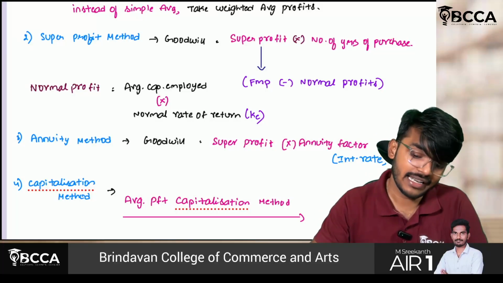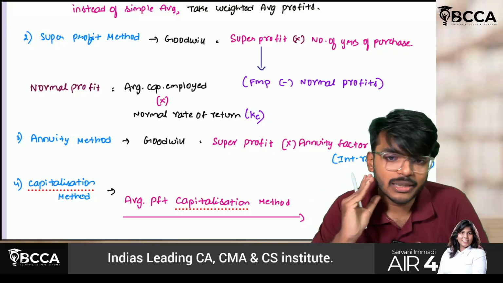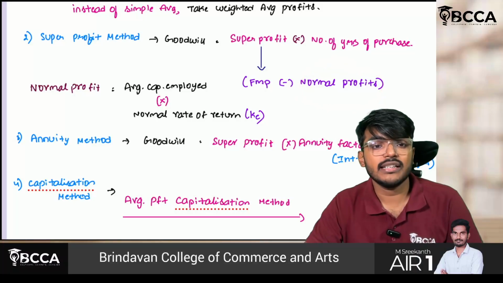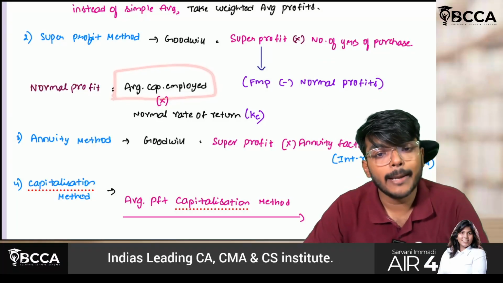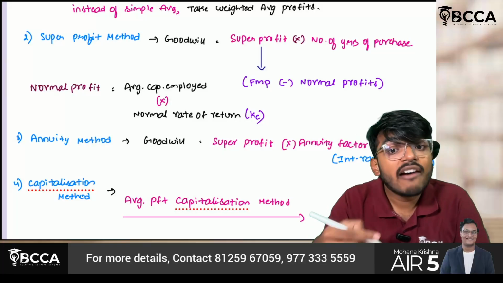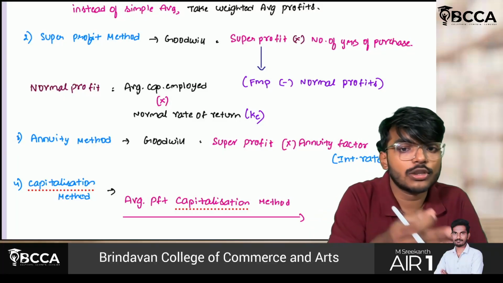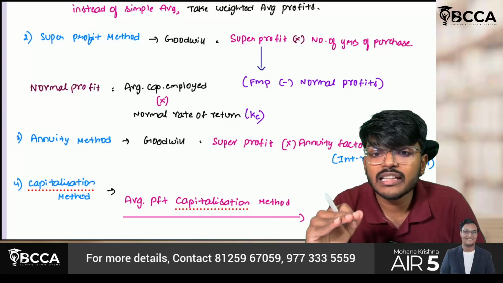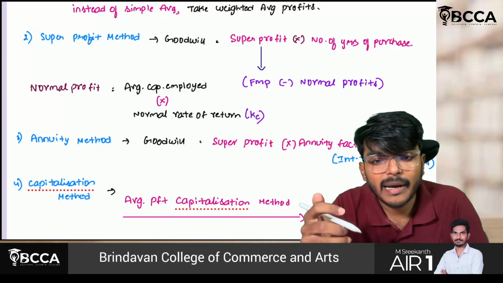Sir, what exactly is this normal profit? That fixed deposit amount is there, no? That is nothing but your normal profit. But sir, how will I get this normal profit? Simple. You have to take average capital employed. Sir, what is this average capital employed? Just now I have said, opening capital employed plus closing capital employed divided by 2. Sir, opening capital employed is not given in the question. Then I can use another formula: closing capital employed minus half of the PAT.